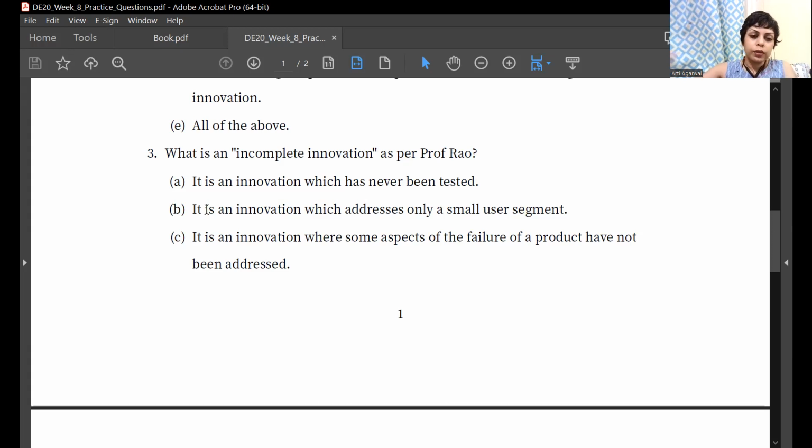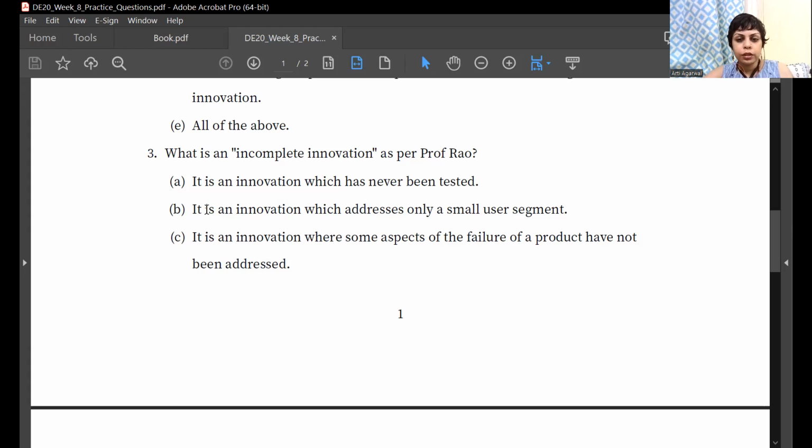Now, this is also not true because your product may many times be designed very specifically to address a small user segment. Like in the case of the smart cane, for example, there are only something like 5 million disabled people who need to use the smart cane. That's a small segment by any way you do the calculations. So the fact that we are innovating for a small user segment is not what makes an innovation incomplete. We'll come to what makes it incomplete, but that is not it. So B is not correct.